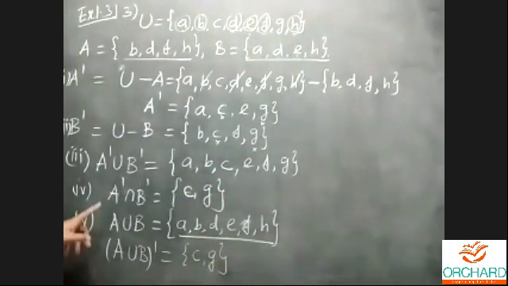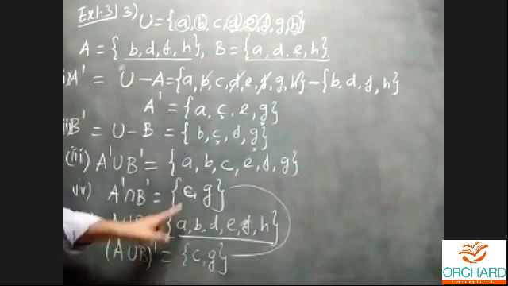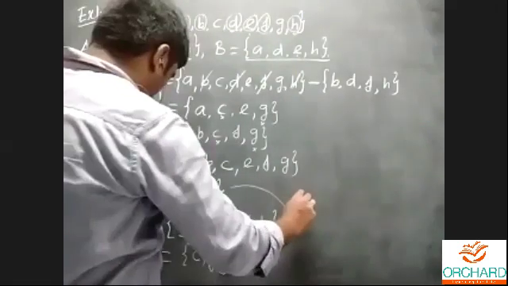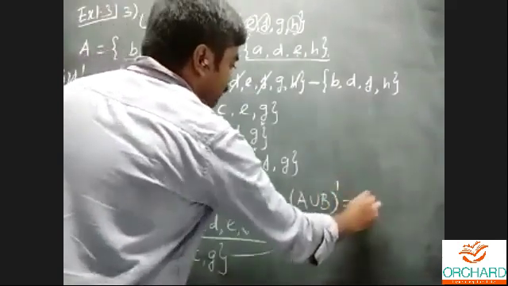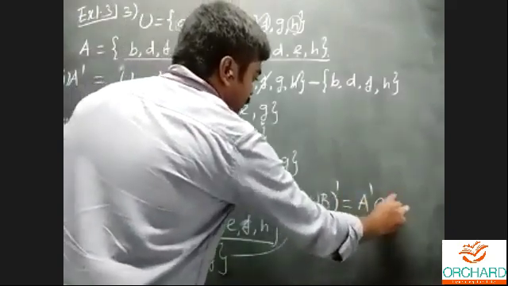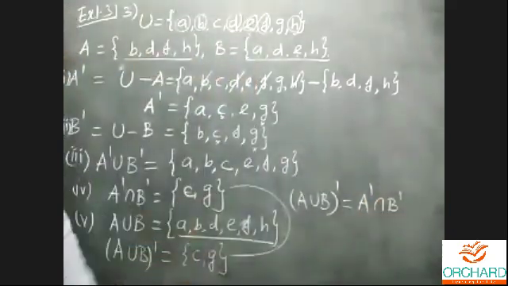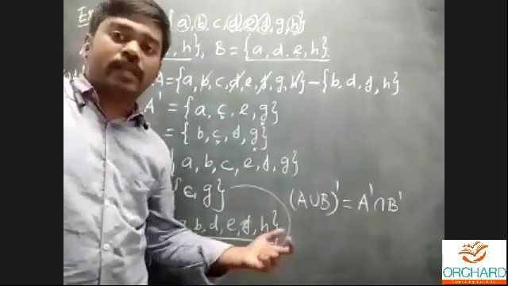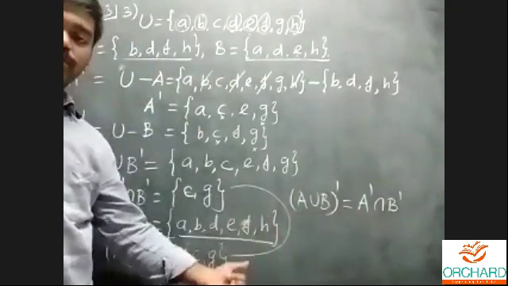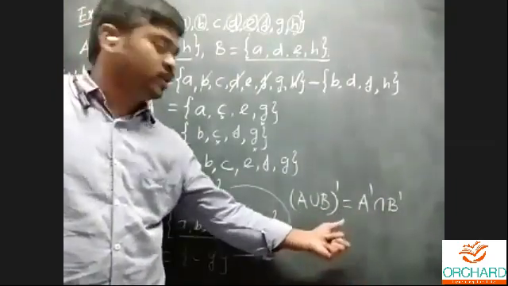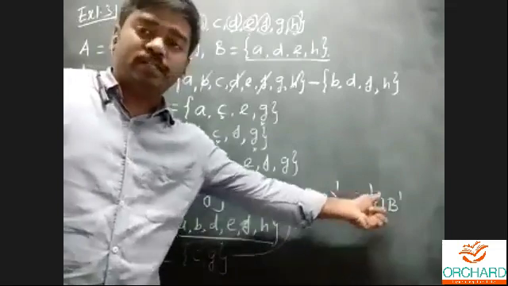Now we can observe the fourth and fifth subdivisions. What is the similarity? Both the answers are the same. We'll come to the conclusion: (A union B)' is equal to A' intersection B'. They may ask what the relation between the subdivisions is, and that is why we compare the fourth and fifth subdivisions.